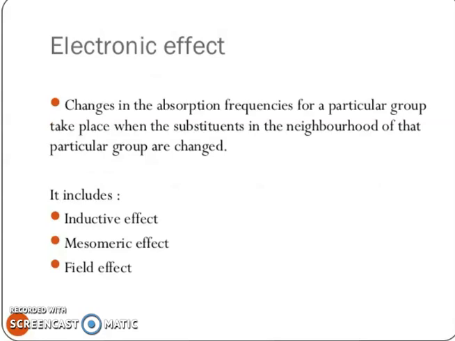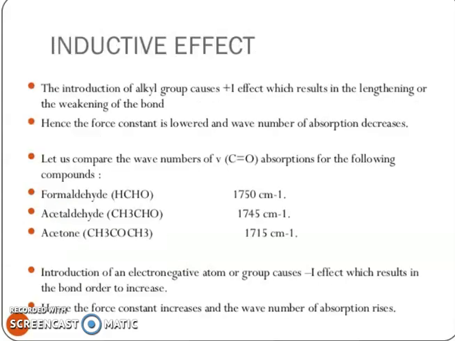Now the next important point, electronic effect. Changes in absorption frequencies for a particular group take place when the substituents in the neighborhood of that group are changed. It includes inductive effect, mesomeric effect, and field effect. I will discuss this point in the next video.